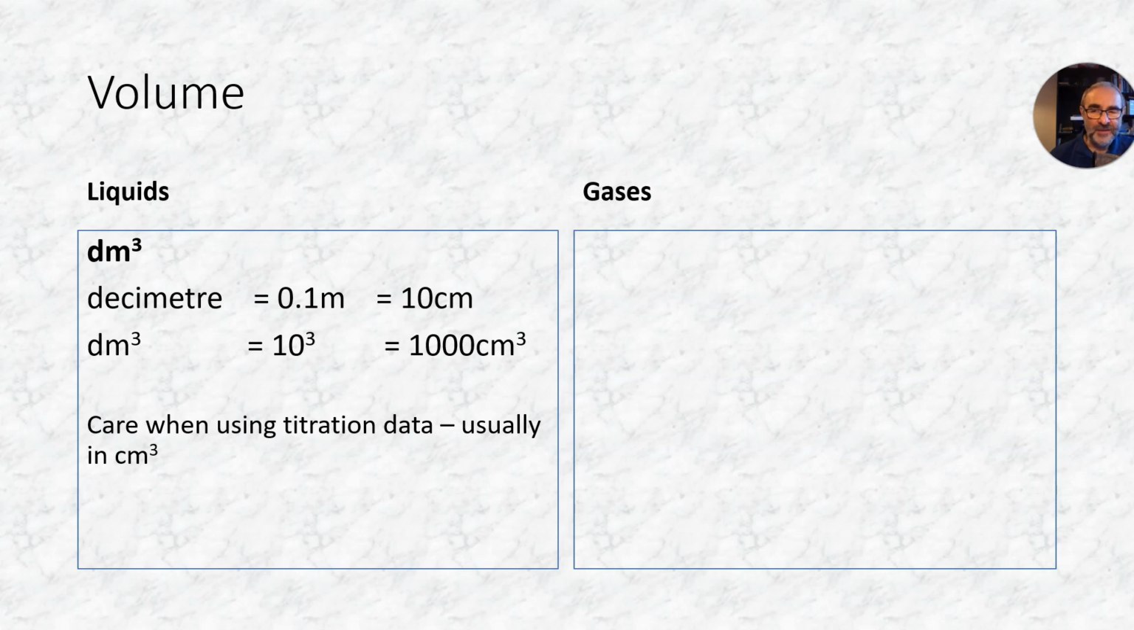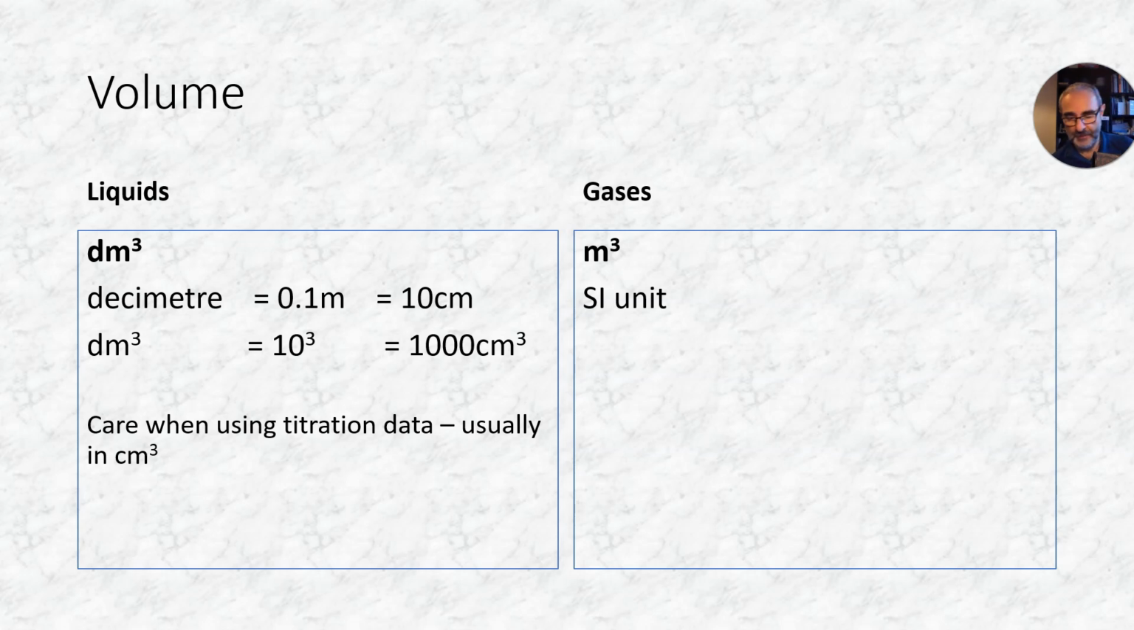How about for gases? We have a different approach for gases. We use the meter cubed. In fact, the meter cubed is the SI unit for volume. And this is really important. Usually when you're using volume of gas in a calculation, it's because you're using the ideal gas equation. And when you're doing that, you must use the meters cubed. You'll get incorrect results if you're using decimeters cubed or in fact anything other than the meter cubed.